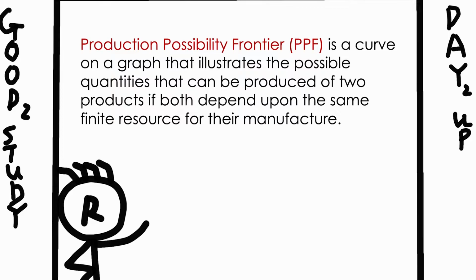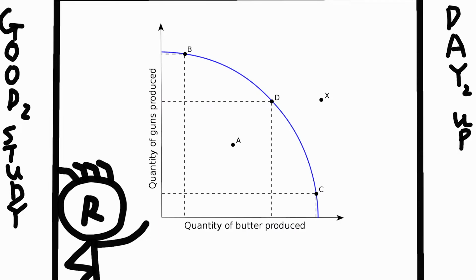So the next thing you need to understand is what's called the production possibility frontier or production possibility curve. It is a curve on the graph that illustrates the possible quantities that can be produced of two products if both depend upon the same finite resource for their manufacture. Again, it might be confusing, but you'll see what I mean. So here is an example.